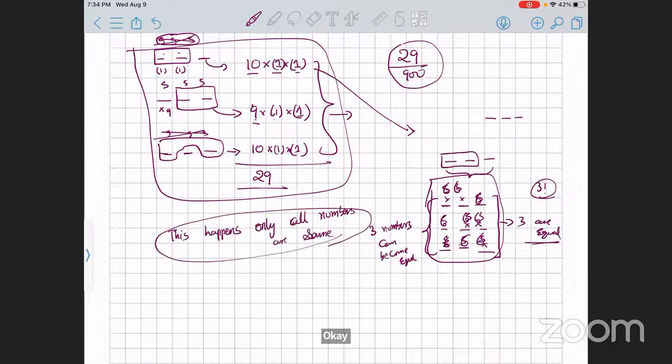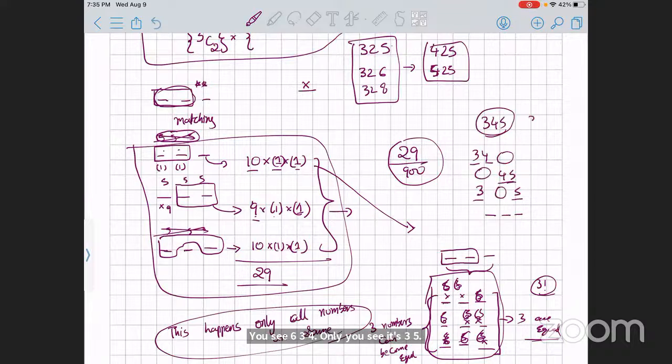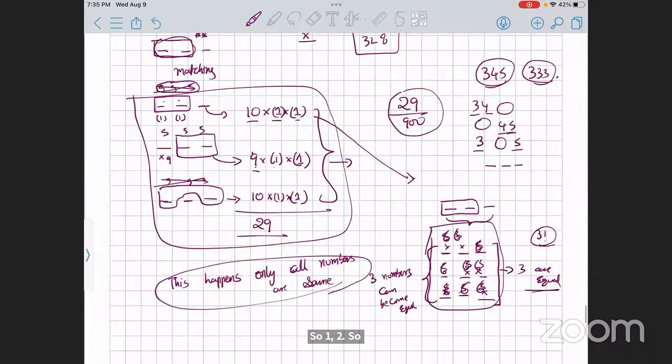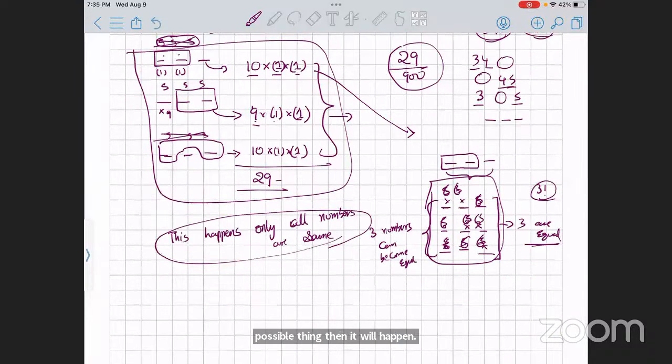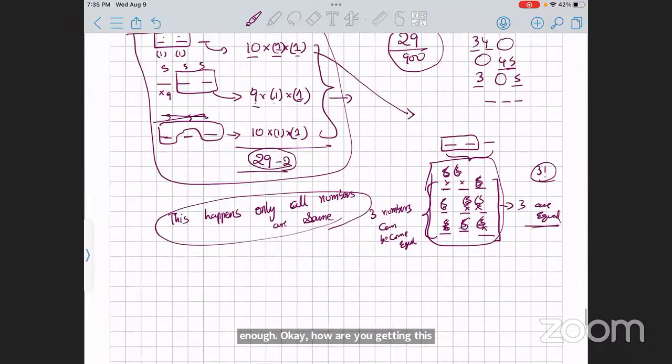Because listen, if it is like 345, for suppose 345 is the number, you fix 3, 4, and you fix 4, 5, and you fix 3, 5. So 1, 2, 3. If at all these 3 are the only possible things, then it will happen. So what you will do is do -2 here. That is enough. Are you getting this? Can you just explain why the -2?